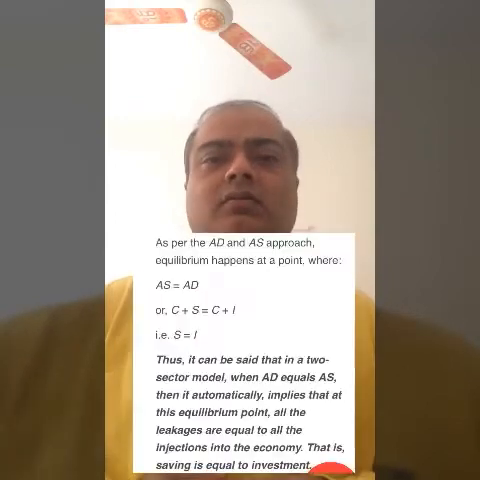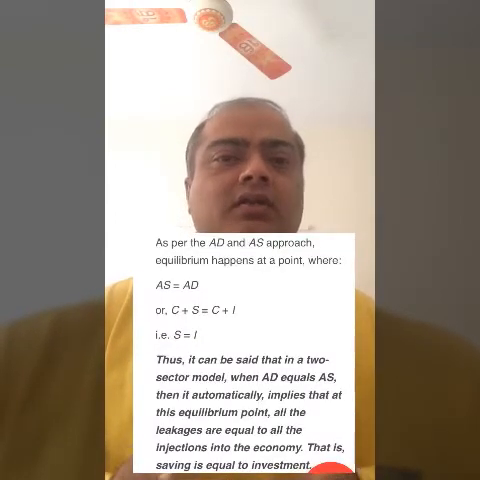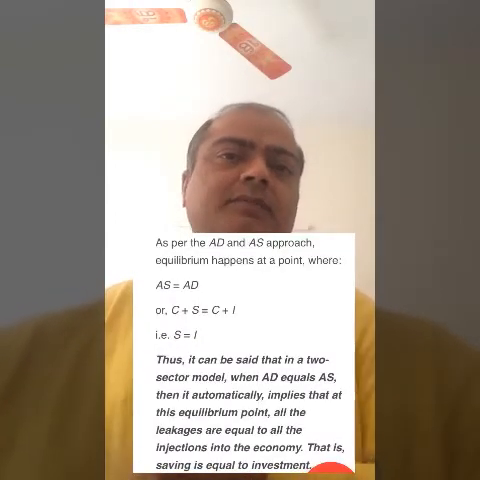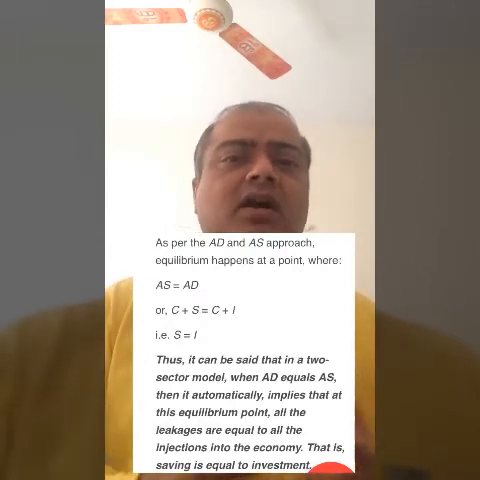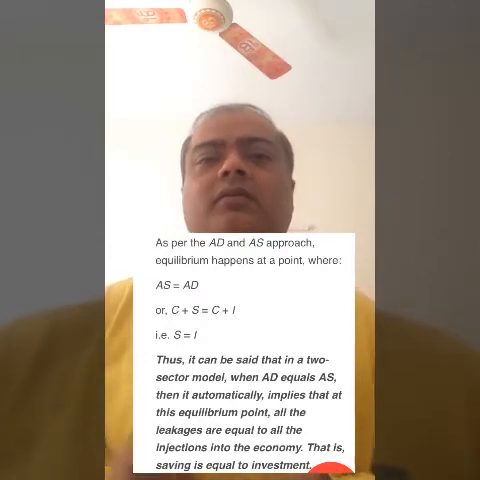Aggregate supply, as you know, is equal to the sum total of factor incomes, and income has two components: consumption expenditure and savings. So in a two-sector model, under this Keynesian theory, in the short run, the economy is said to be in equilibrium when C plus I is equal to Y. Are you getting it? C plus I is equal to Y. C plus I is aggregate demand and Y is aggregate supply.